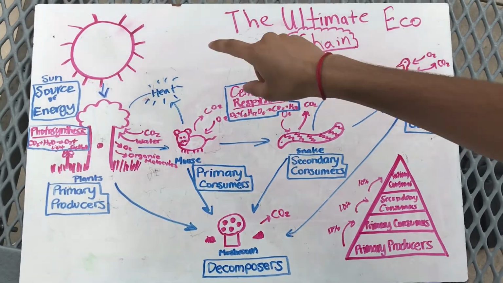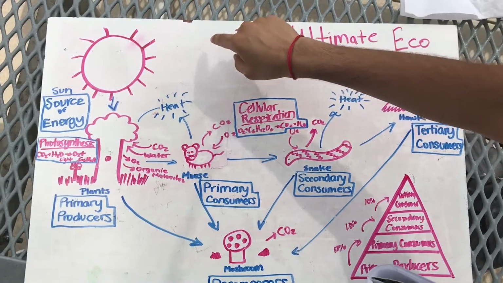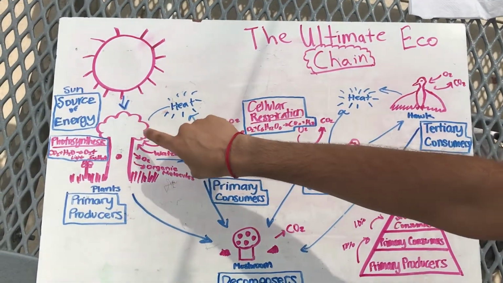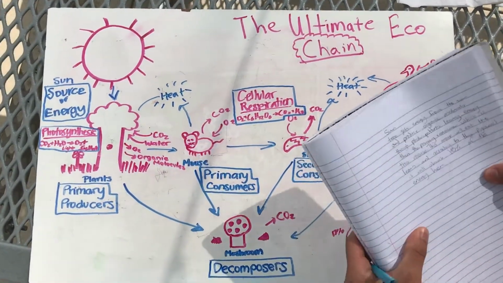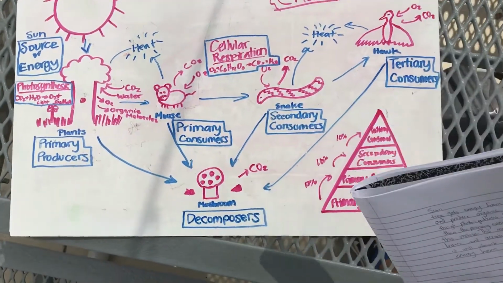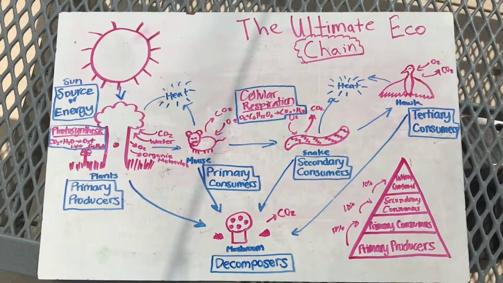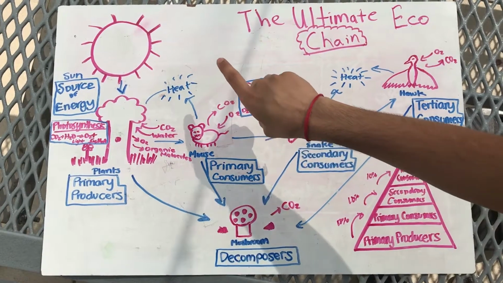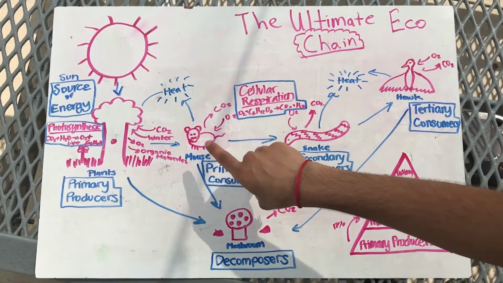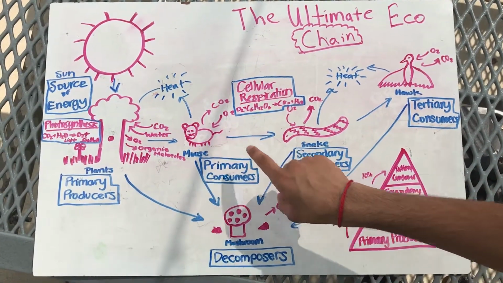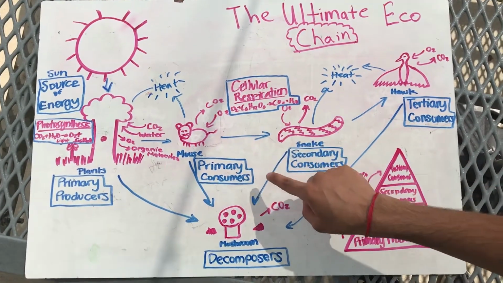So, here we have the sun. The sun is the source of energy for this tree. And this tree produces organic molecules through photosynthesis. And these organic molecules then are ready to be consumed by this mouse, which is the primary consumer.